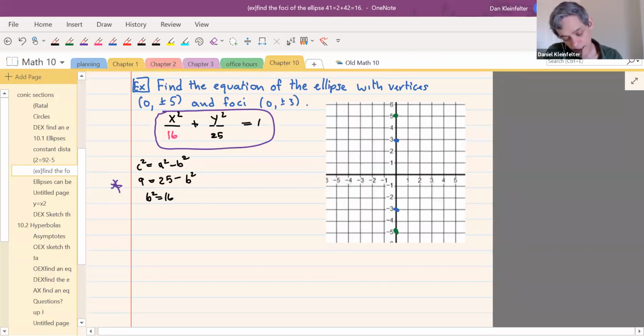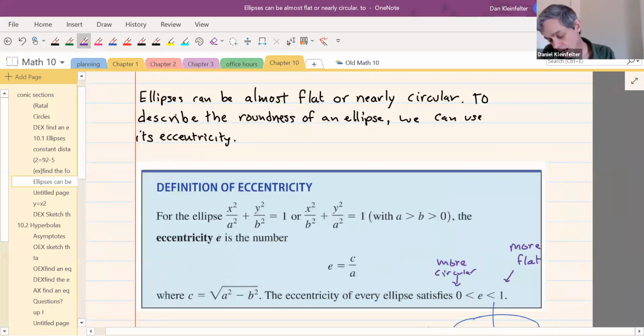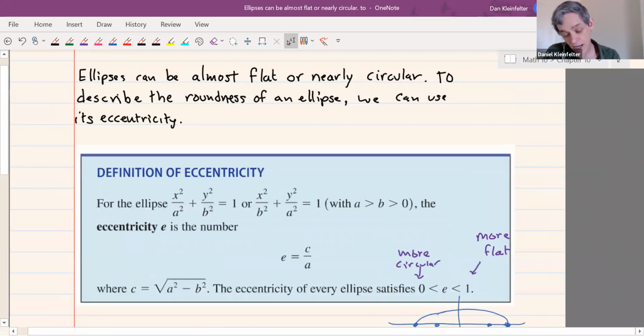Okay, so we are getting there. So the next part has to do with eccentricity on an ellipse, and that has to do with the shape.